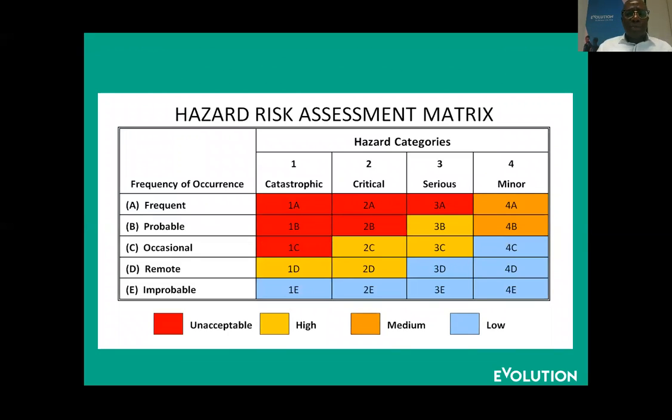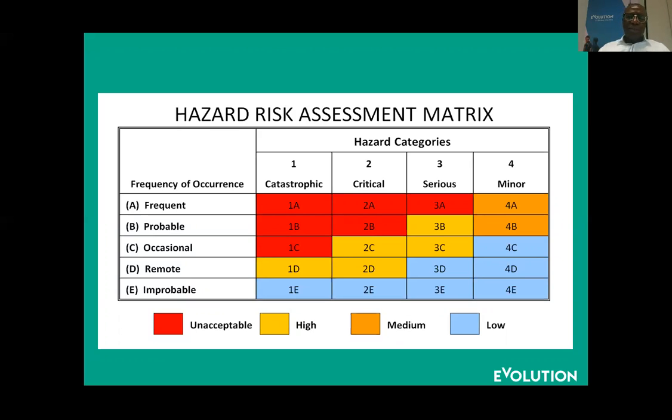Let's talk of the risk assessment matrix. Yes, it's one of those tools that you would use, like we discussed, if you identify a hazard. The next thing then is we're going to look and say, how frequent is this hazard? How frequent is it likely to happen? And what is the probability? So the frequency of occurrence and the catastrophe, say 1A. How catastrophic will this be?